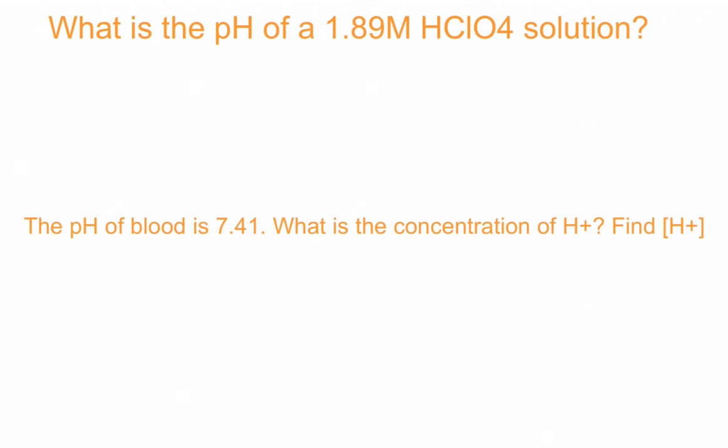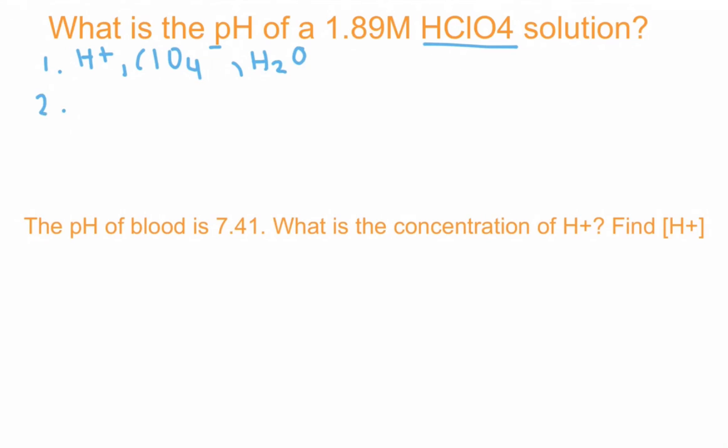So for this problem, what is the pH of a 1.89 molar HClO4 solution? So we're dealing with a strong acid. Again, strong acids completely dissociate. So let's go through our steps. Determine the major species. It will be H+, ClO4-, and H2O, because we're putting that into solution.